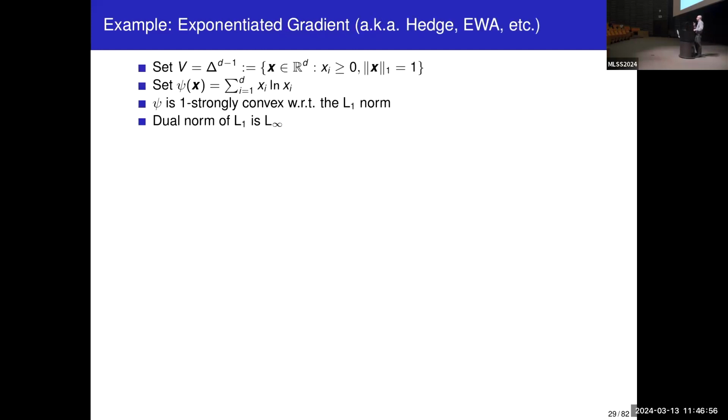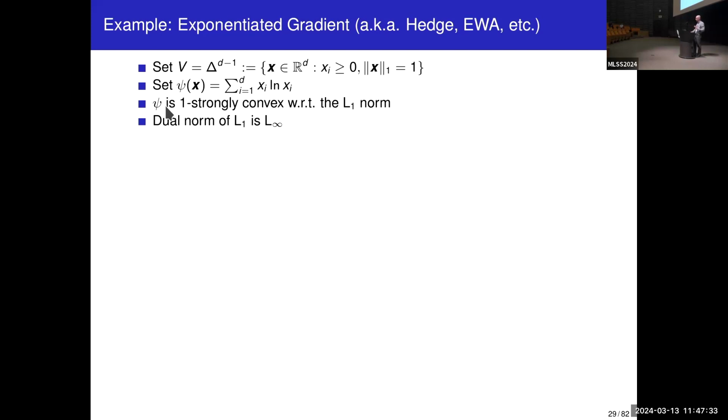But let me show you something a little bit more interesting, a little bit more exotic. Let me choose a very different distance generating function. Now, the feasible set is a very special one because it's the set of discrete distributions. So I have the set of all the vectors in R^d such that the coordinates are positive and the L1 norm is equal to 1. So basically these are discrete distributions. Okay, so I'm doing optimization over distributions. And the psi is the negative entropy of these vectors.